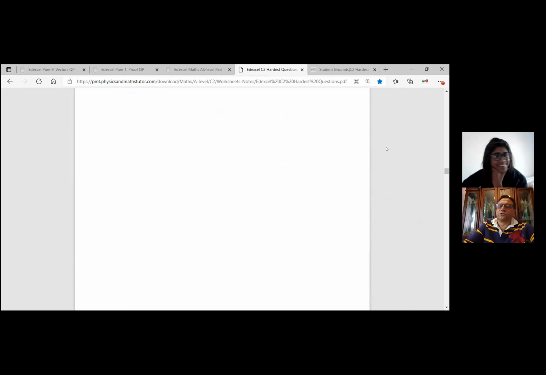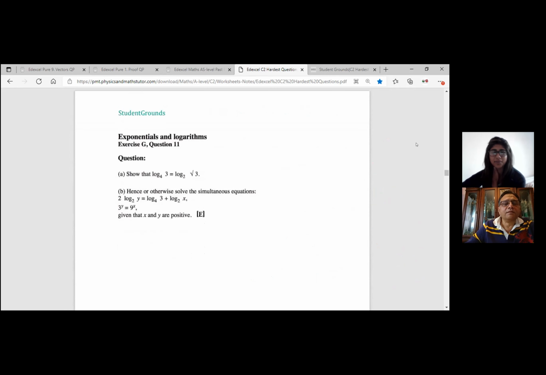Can you share another question on logarithms now? Can you please read this question? So part A, show that log base 4 of 3 equals log base 2 of root 3. So how will you do this question? Because this is a show that question, we're trying to get the answer on the right-hand side. When you're looking at it, we have log base 4 on the left-hand side. So we want to make sure we change the base to 2.